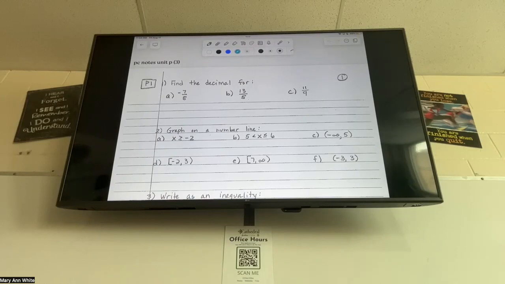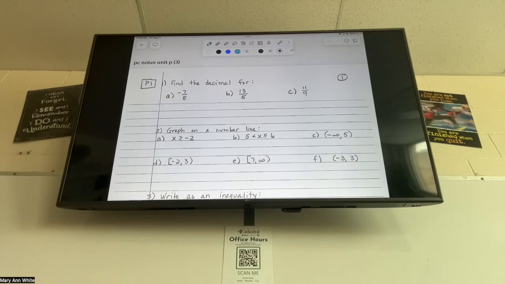Chapter P is called the prerequisite. So basically it's everything you should know coming into pre-calc. Also, it's just all over the place. So we're going to be doing something and then off on another thing and then off somewhere else. So just be patient with it, and let me know if you're like, I have no idea how we got from here to here.